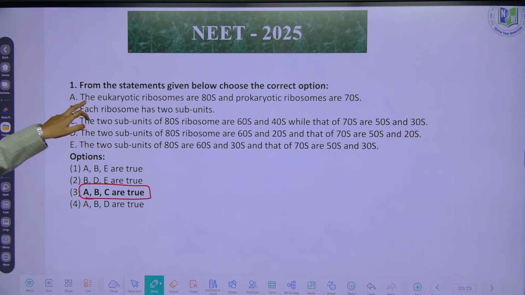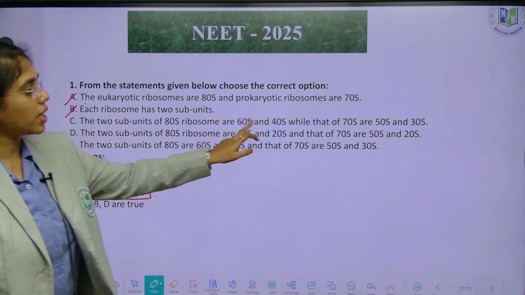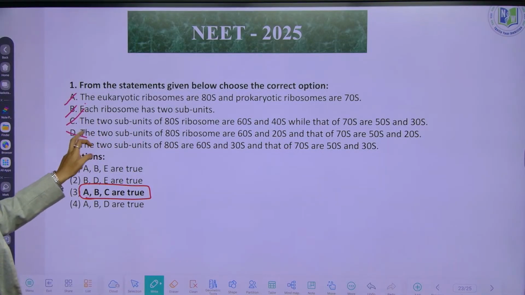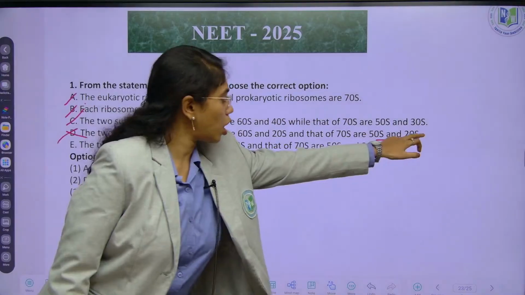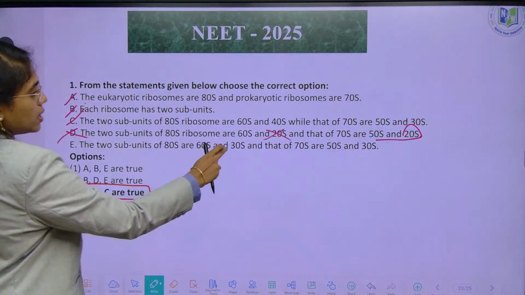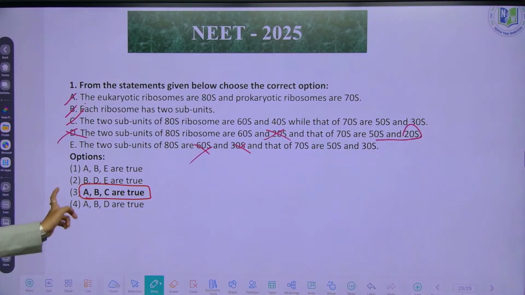The eukaryotic ribosomes are 80S and prokaryotic ribosomes are 70S. Each ribosome has 2 subunits. The 2 subunits of 80S are 60 and 40. 70S is 50 and 30. This is wrong again because it is not 20. It is also not 20. 80S is not 60 and 30. So, what is the right answer? A, B, C. Okay. Next.